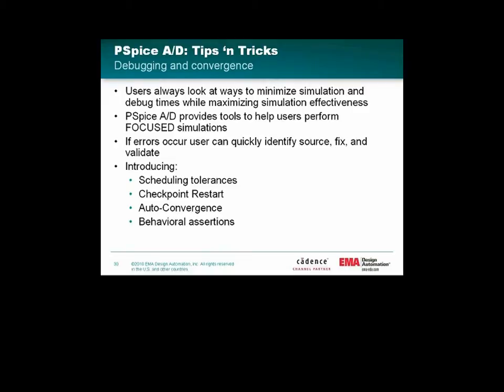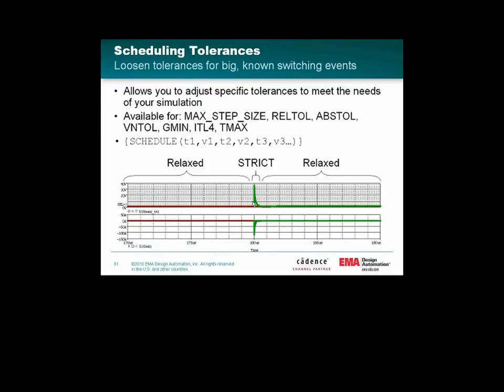Okay, some tips and tricks for improving convergence or getting away from non-convergence, and debugging your circuit. So some things that we can do include scheduling tolerances, checkpoint restarts, auto-convergence, and making assertions.